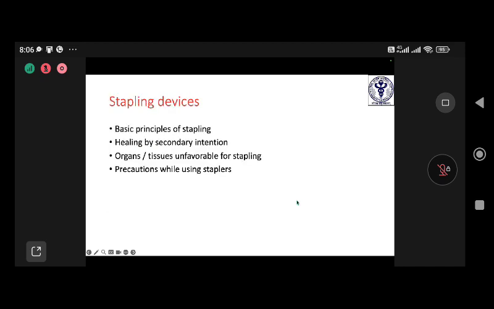Then come the stapling devices. Basic stapling devices will be kept certainly, like the linear cutter or those which are used for bowel anastomosis or thoracic surgery. How the stapled anastomosis is different from the manual anastomosis, that's one of the favorite questions, because healing after stapling is essentially through secondary intention. That's the basic difference between a manual anastomosis and a stapled anastomosis.